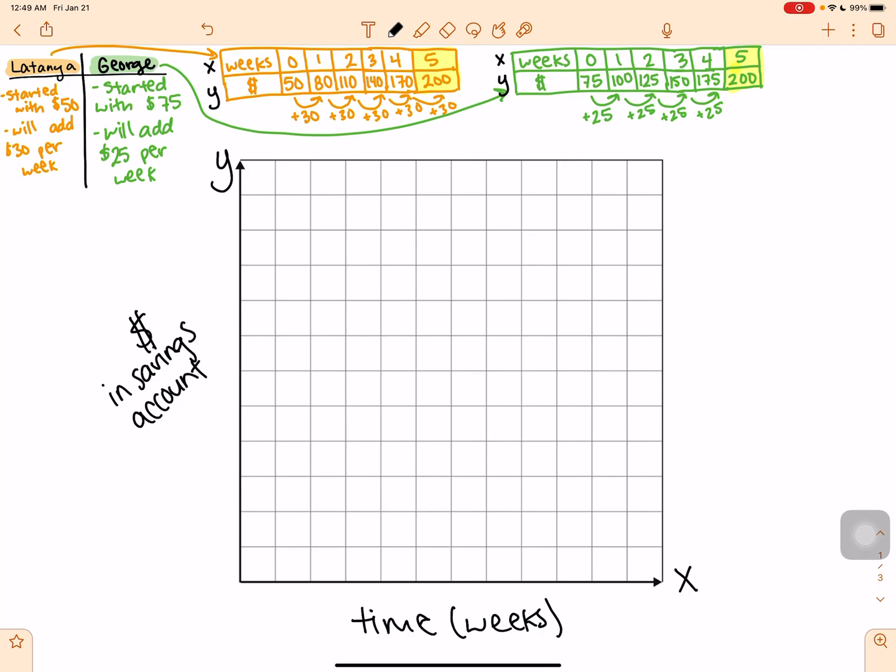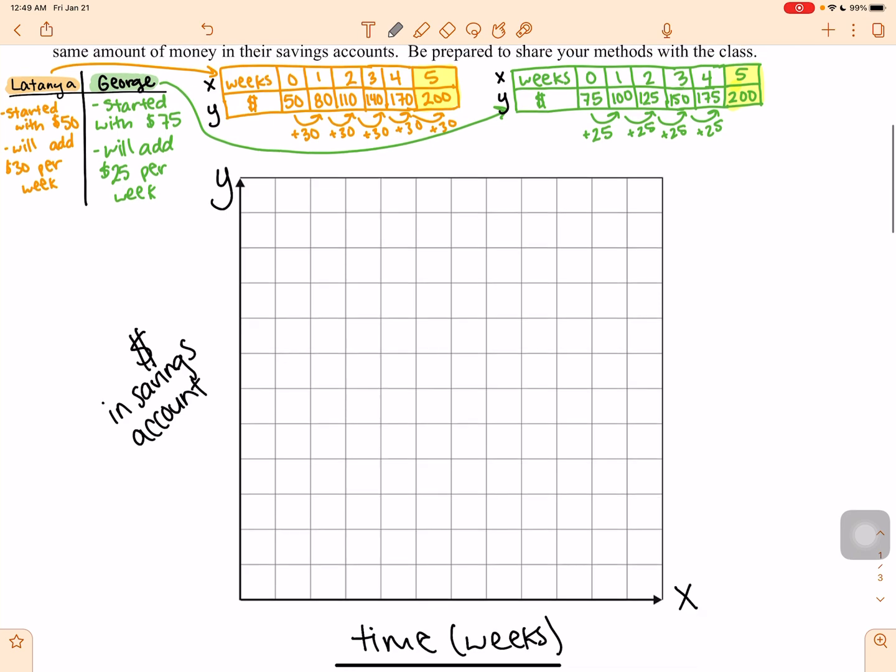Okay? And you guys want to number them. So you want to think, we've got to get all the way up to $200 on this graph, at least, because we have to show their point of intersection. So I want to see how many dashes are here. 1, 2, 3, 4, 5, 6, 7, 8, 9, 10. So we could go by 20s, and that would get us up there.